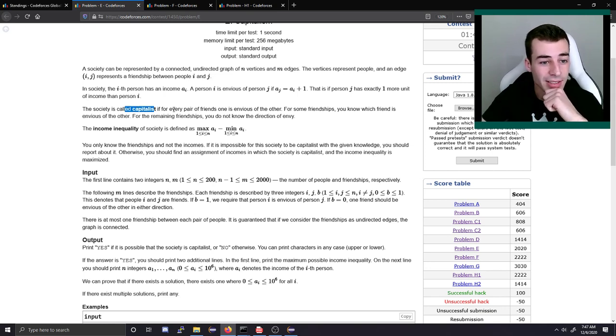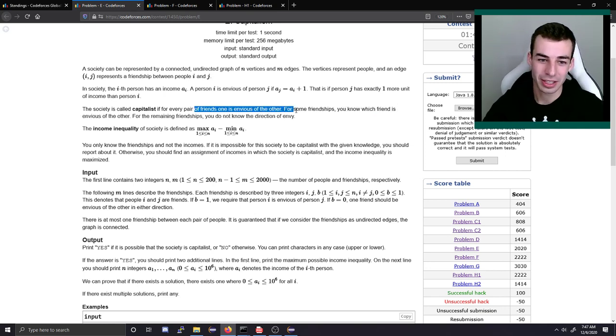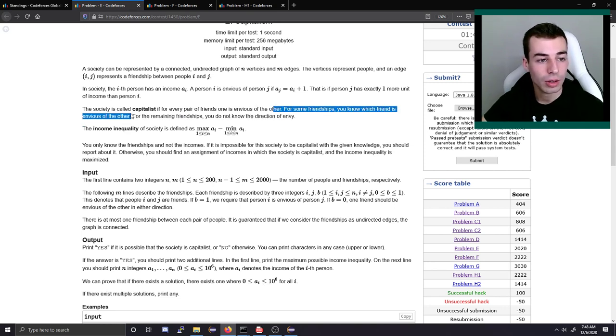A society is capitalist if every pair of friends is envious of another. What? Oh, yeah, that makes sense. Okay, never mind. I was thinking like friend cliques, but then you can have like a clique of size 3 or more. But anyway, this makes sense because you only consider the edges. For some friendships, you know which friend is envious of the other. So you know which friend is smaller. Okay. For the remaining friendships, you don't know the direction.